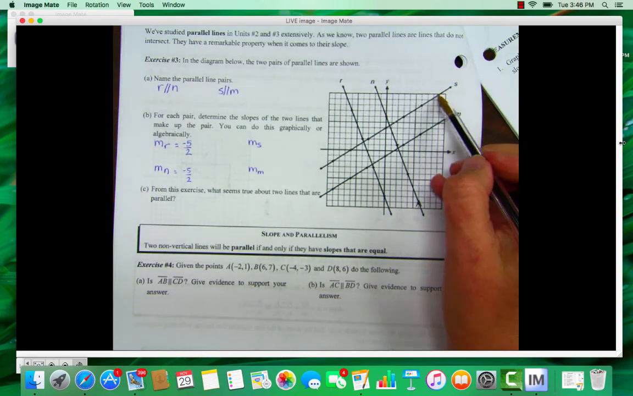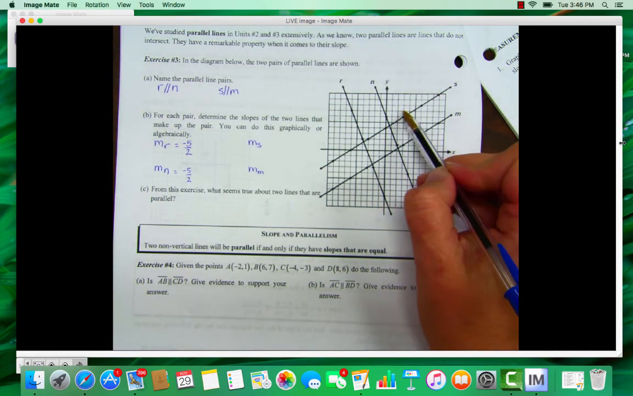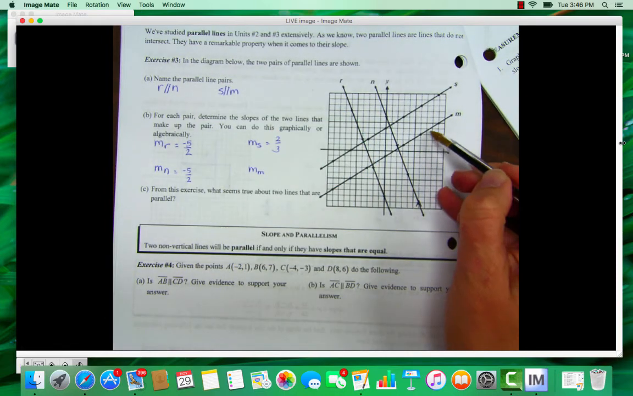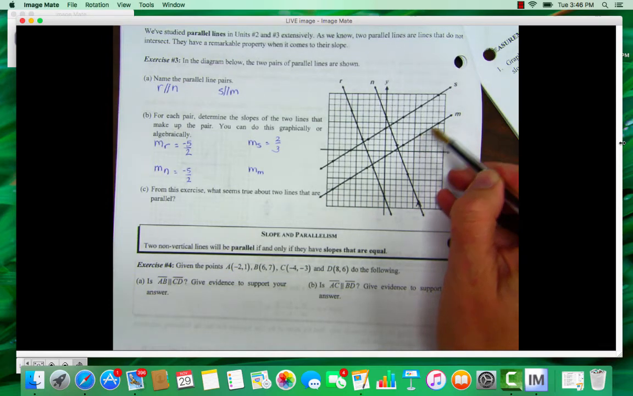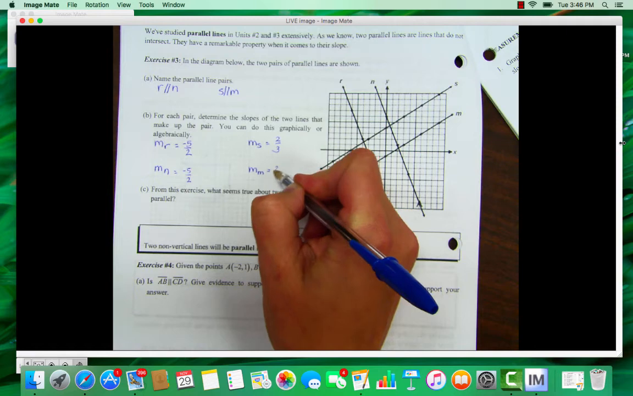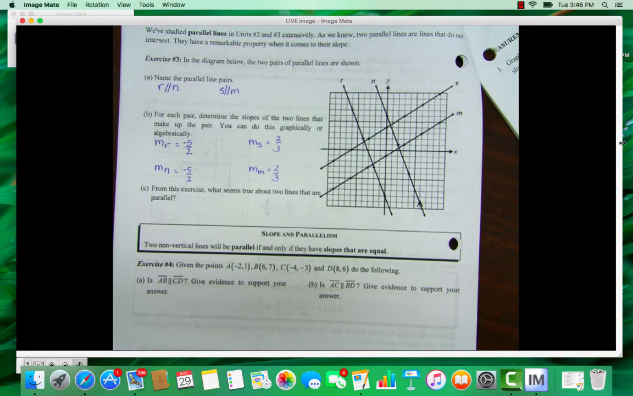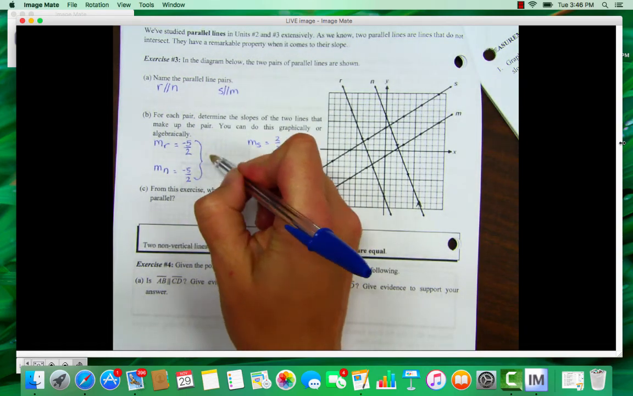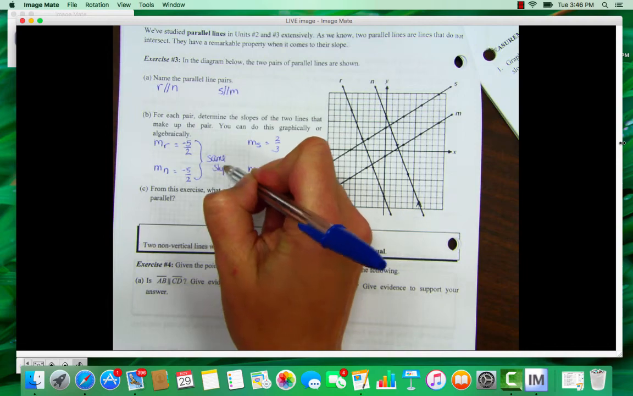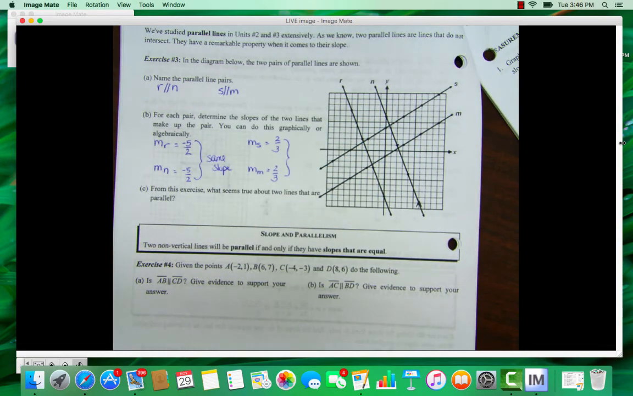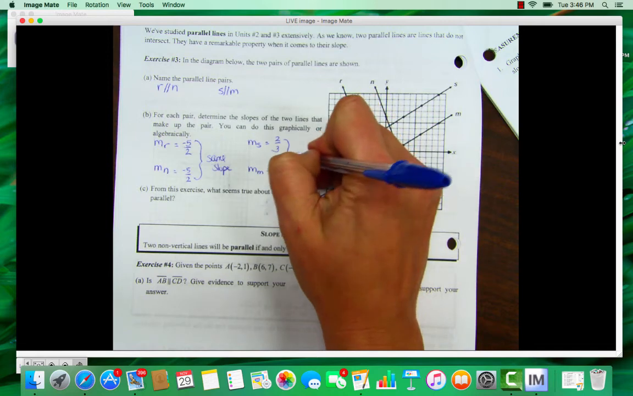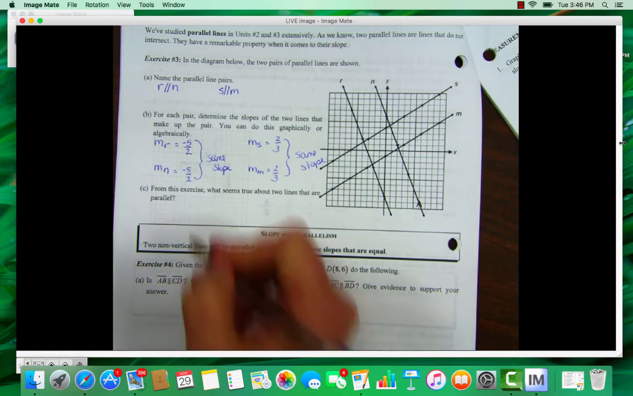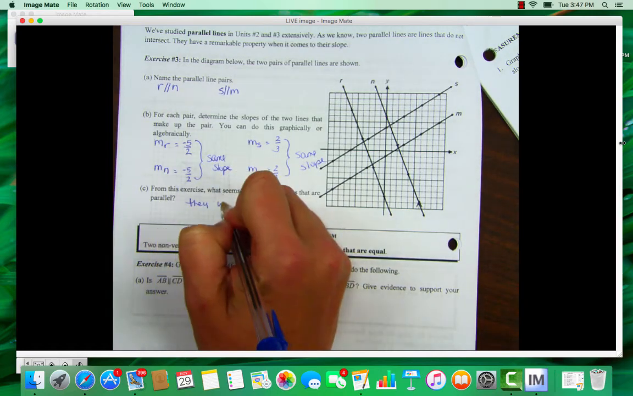And for the slope of line S, if I pick 2 points, it looks like I'm traveling up 2 and over 3. For the slope of line M, to go from one point to the other, I'm going up 2 and over 3. So it appears that parallel lines are going to have the same slope. We said that line R and line N were parallel, and they had the same slope. And line S and line M were parallel, and they also have the same slope. So from this exercise, what seems to be true about 2 lines that are parallel is that they will have the same slope.